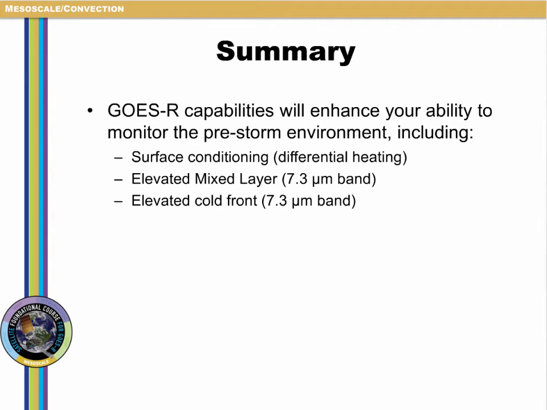In summary, GOES-R will bring new capabilities to monitor the pre-storm environment. This includes a new channel at 7.3 microns, which can identify the elevated mixed layer and elevated cold front. The improved spatial and temporal resolution improves not only these new techniques, but also familiar ones like using IR imagery to identify differential heating boundaries.